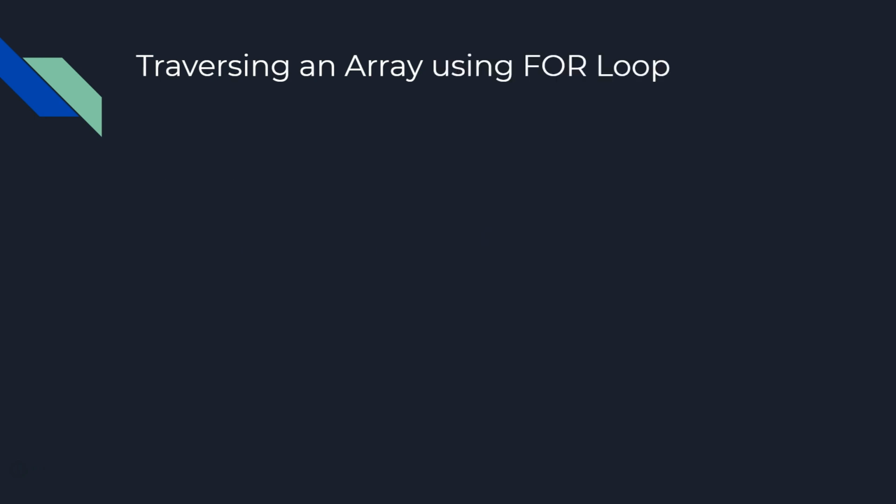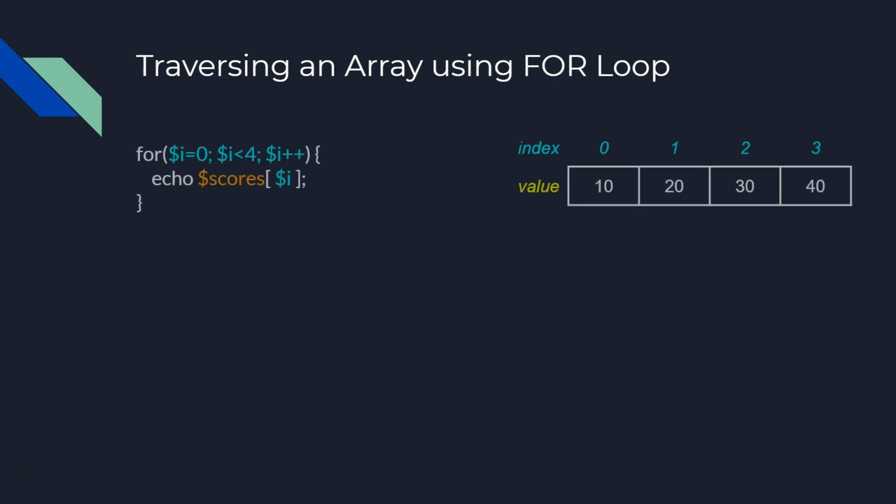So for using the for loop, back to the scores array again. If you want to print everything out, you're going to loop through the entire column of that array. So I'm starting from column 0 all the way to n. In this case, it would be 4. And then you will echo each of those out using the i as the index.